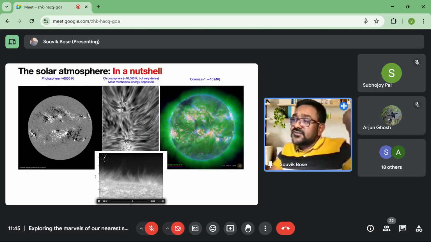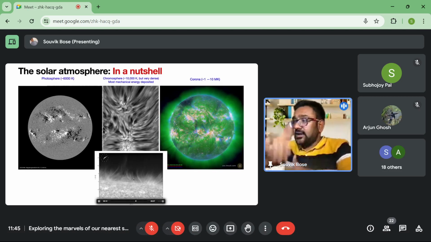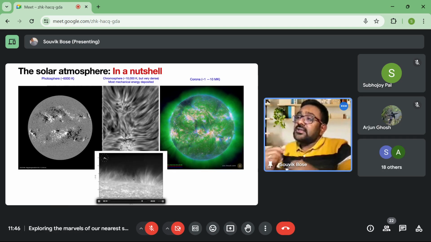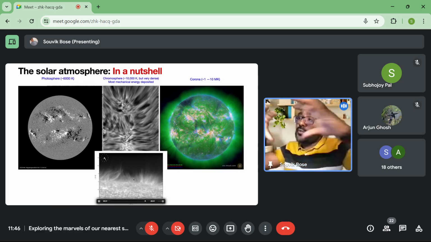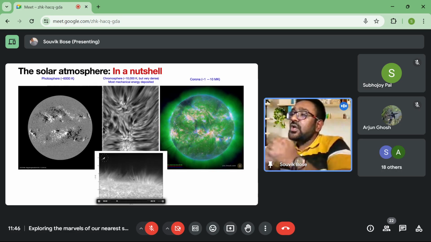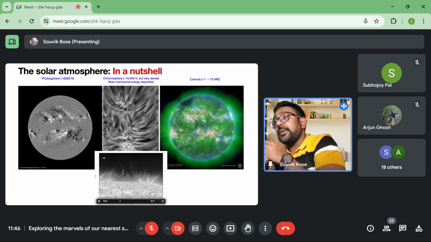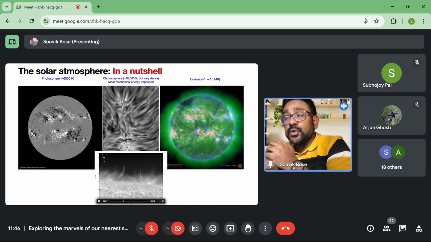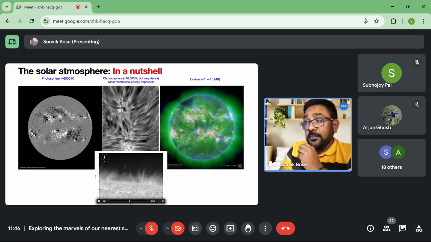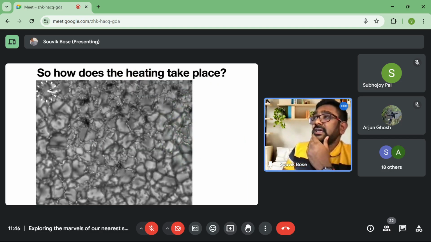Because of this rapid shooting, as you can see, they keep on shooting up from the surface. It's thought that many of these jets, and they're ubiquitous on the sun, they're everywhere on the sun, are responsible for transporting or depositing the magnetoconvective energy from the photosphere up into the corona. But it is not very simple to understand. So how does the heating take place?